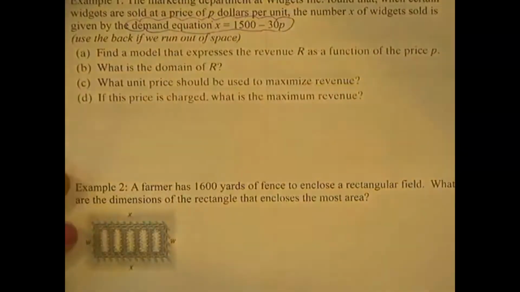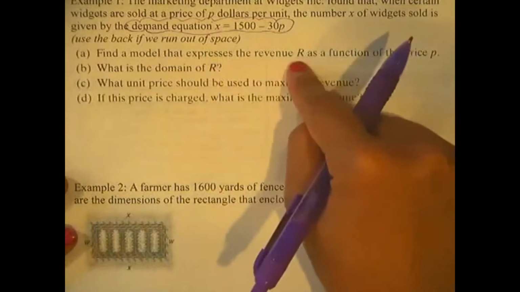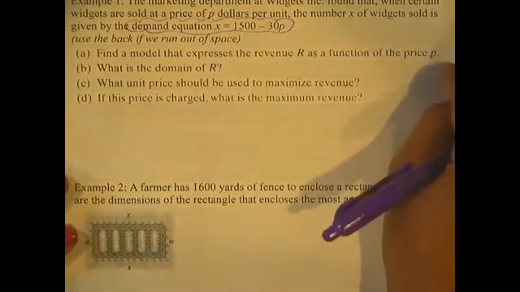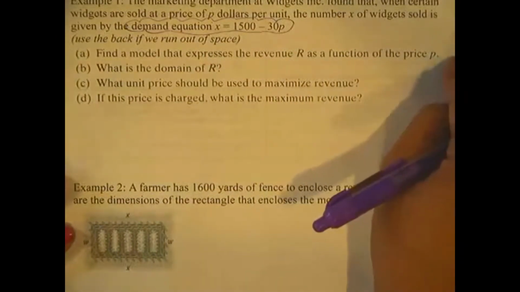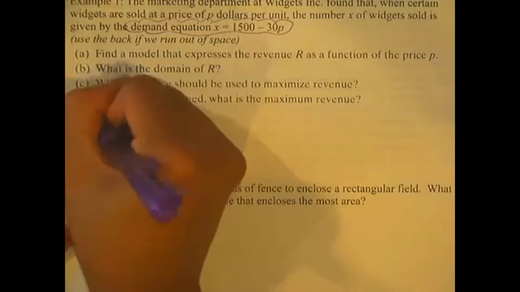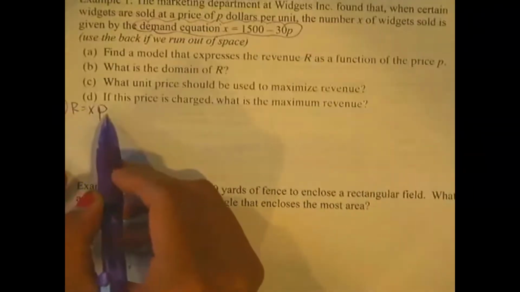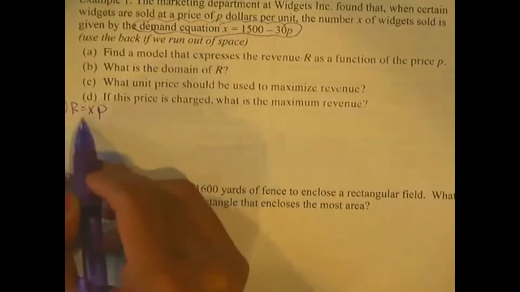Part A. Find a model that expresses the revenue R as a function of the price p. You will need to have the revenue model memorized. So the revenue model is always x times p. Revenue equals units sold times the price. That makes sense: how much you make depends on what price you charge and how many you sold.